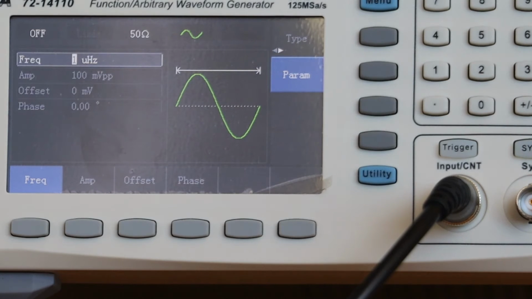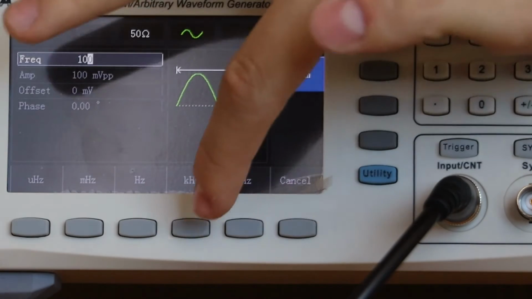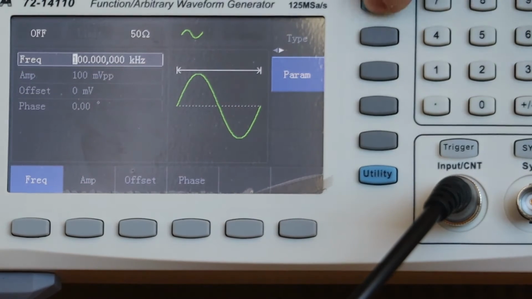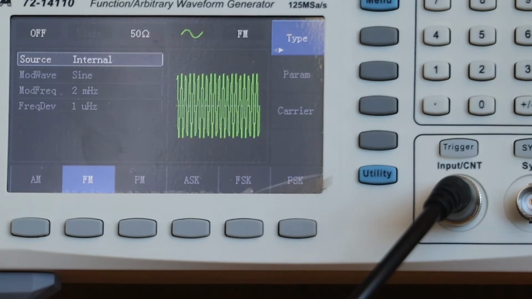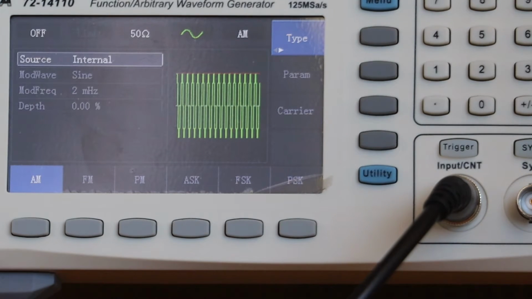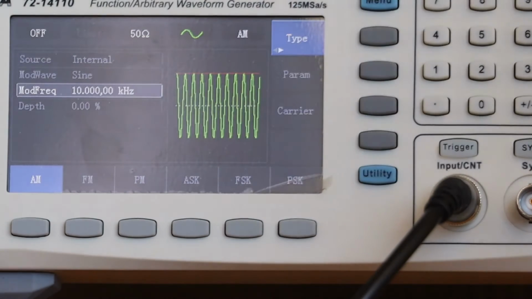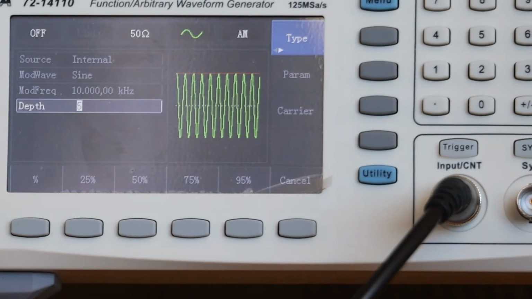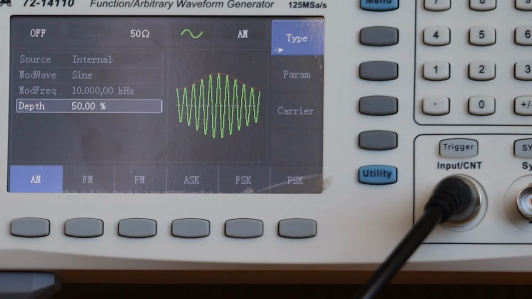At first, we will use the AM signal. For that case, we need to establish the carrier to a 100 kHz sinusoid. Then we will put the modulating signal as an internal 10 kHz tone. And the modulation depth is going to be 50%. Of course, we establish the AM modulating system.